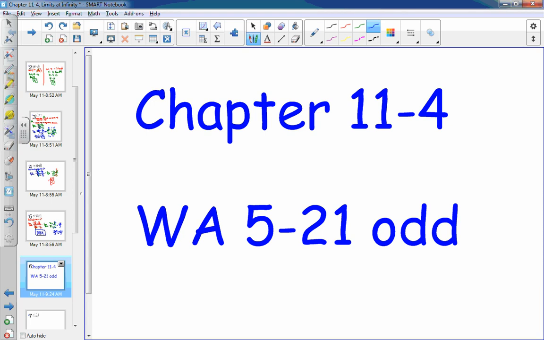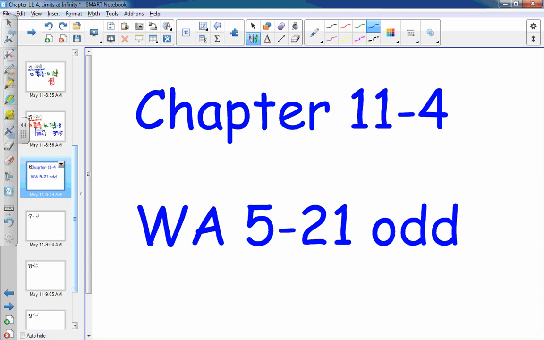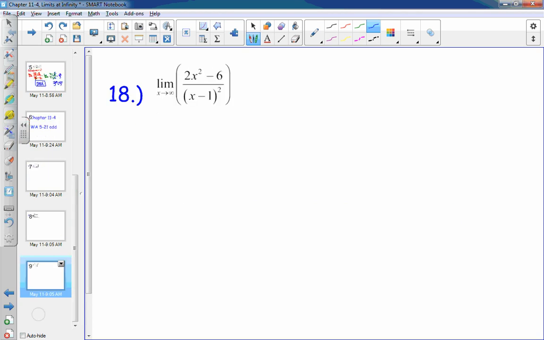Number 5 through 22, it says find the limit if it exists. If the limit does not exist, explain why. Use the graphing utility to verify your results graphically. So all you're doing is exactly what I've just been showing you. Now, if you have something that looks like this, what should you do to that denominator?